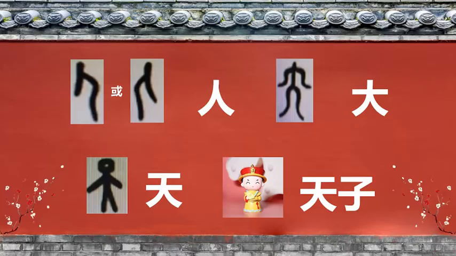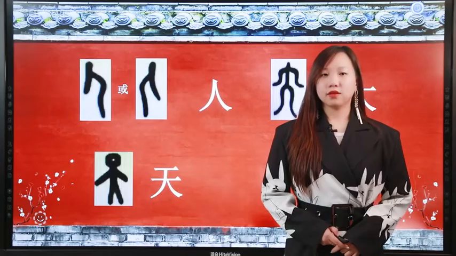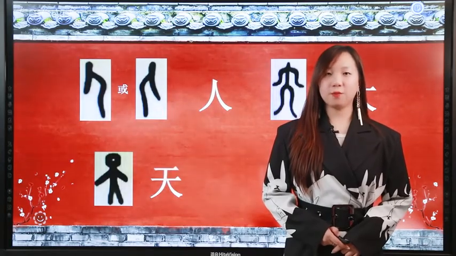Let's see this word. We will see the side of a person. In Chinese it is 人. It means person. And the positive side of a person, we call it 大, means big. We call the top of a person's head 天. 天 came to mean the sky above us.